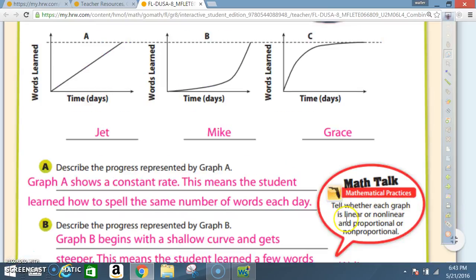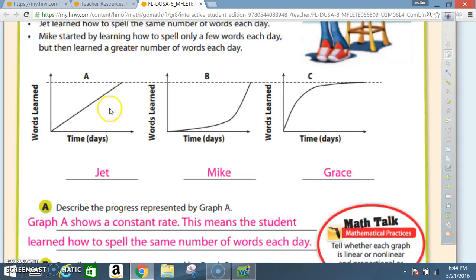Tell whether each graph is linear or nonlinear and proportional or non-proportional. So this is like a review of a concept that we've already learned. Here, we can see that it's linear, and we know that it's proportional because it's going through 0. Here, we can see that it's nonlinear, and here we can see also that it is nonlinear. So once again, linear, nonlinear, nonlinear, proportional, non-proportional, and non-proportional.